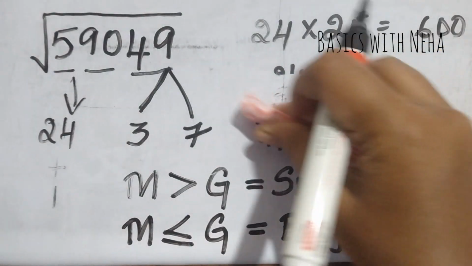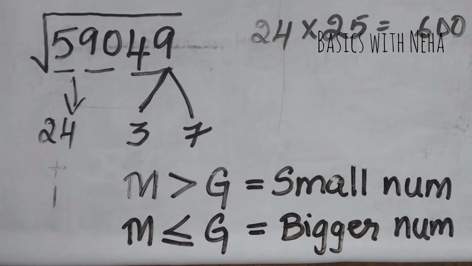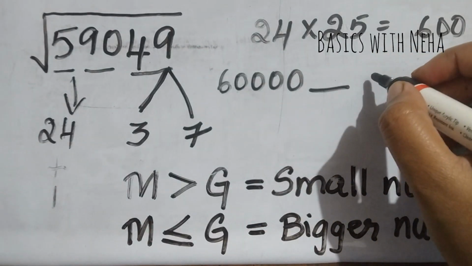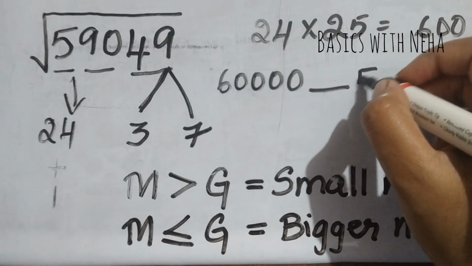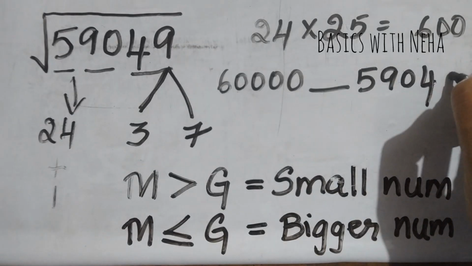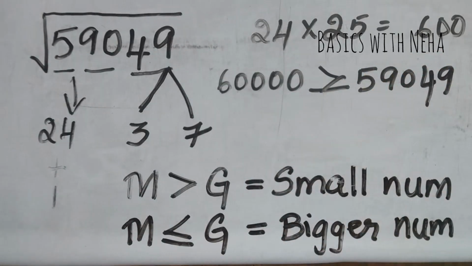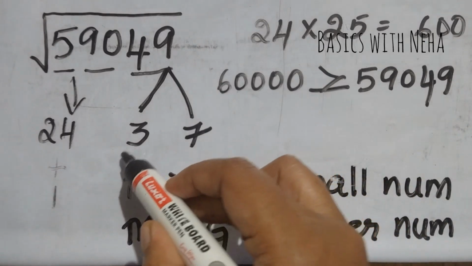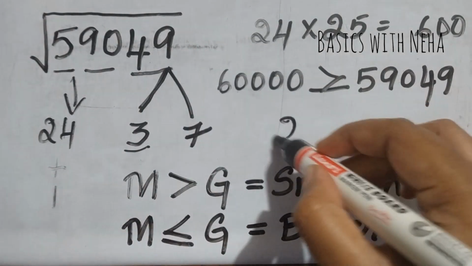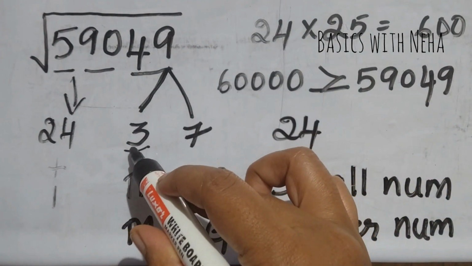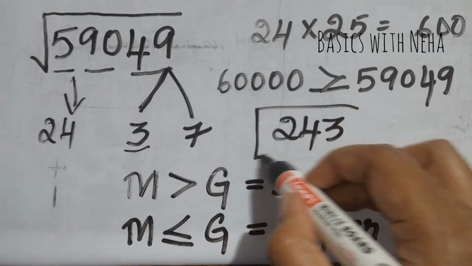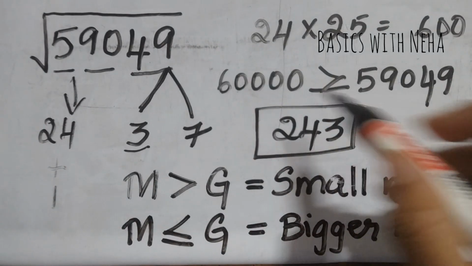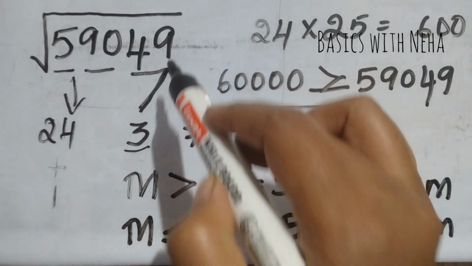So this 600, I'll take 600 plus 2 zeros, and I have to check if it is lesser than, greater than, or equal to the given number 59,049. It is obviously greater. When it is greater, you will have to take the smaller number, that is 3. So my first number is 24 and this number is 3. This will be my final answer. If I multiply 243 into 243, I'm going to get 59,049.